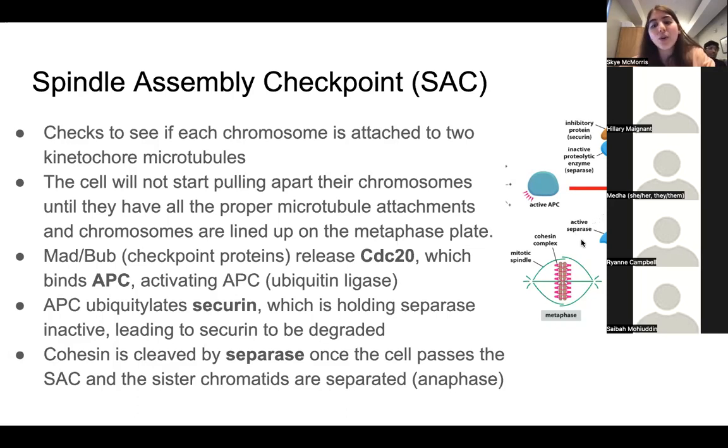securin, and securin holds separase inactive. Once securin has been ubiquitinated, it will be degraded. Now you have separase no longer being inactivated, so separase can go on and perform its function, which is cleaving cohesin. Cohesin is the complex that's holding together the sister chromatids. Once cohesin has been cleaved, the cell enters anaphase and the sister chromatids are able to be separated. But none of this will occur unless the proper microtubule attachments are occurring on both of the kinetochores. And so that is the spindle assembly checkpoint.